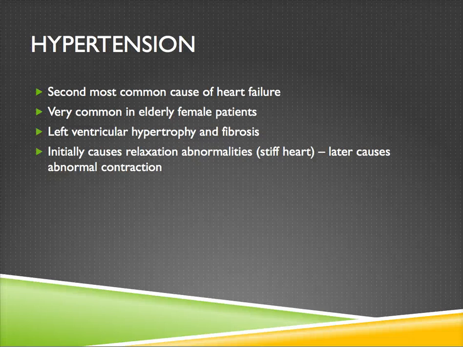Hypertension remains a very important cause of heart failure and is probably among the commonest causes of heart failure in elderly females. What happens in hypertension is you get left ventricular hypertrophy, thickening of the heart muscle, and eventual fibrosis to replace the heart muscle. The initial abnormalities seen in hypertension would be relaxation abnormalities, in other words, diastolic dysfunction. However, later, particularly if untreated, hypertensive heart disease results in significant systolic dysfunction.